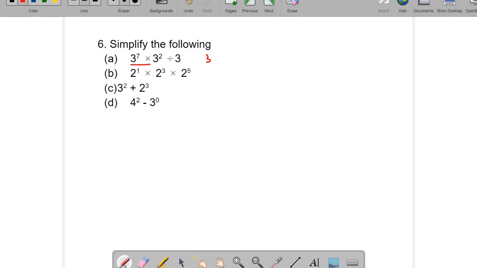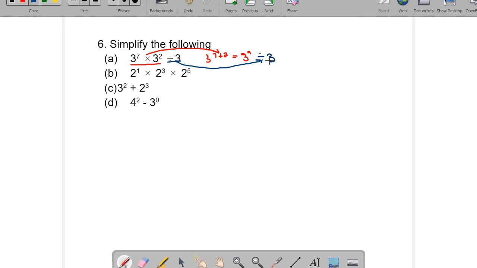Okay, so this part of it is going to give us. We're going to keep the same base, so that is why I wrote 3, but we're going to add the powers. Remember, this can only be done when the base is the same for both numbers. And that is going to give us 3 to the 9th power. But remember, we did not work out this part as yet. So we're going to have to include that here. So divide by 3. Okay, how do we deal with this now?